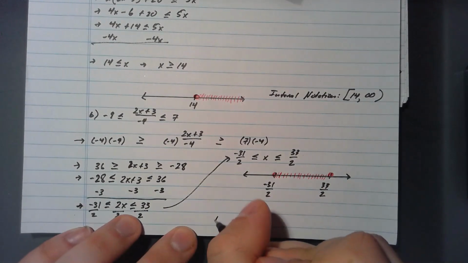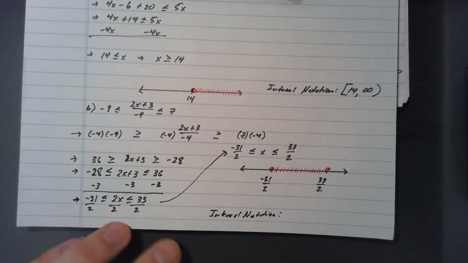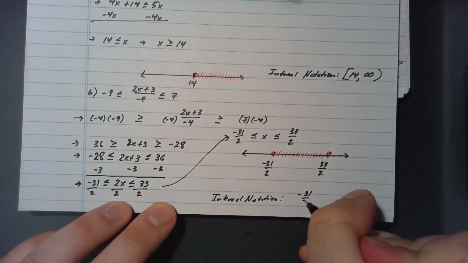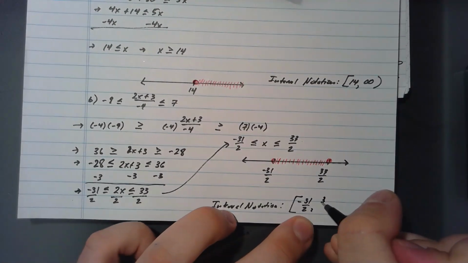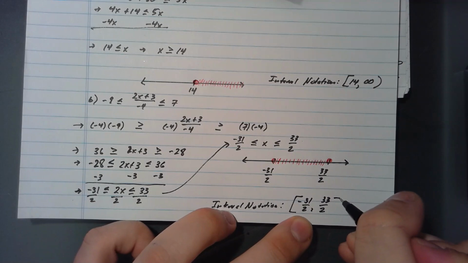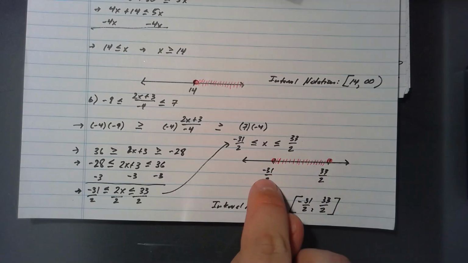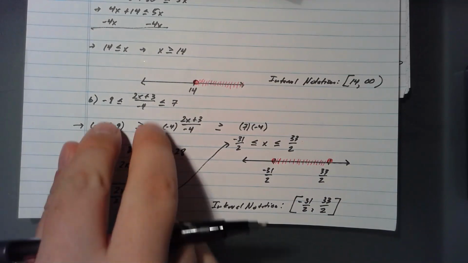So the interval notation is going to be what? The smallest value is negative 31/2, and that's included, so it gets a bracket, comma, 33/2, and that's included, so it also gets a bracket. So those are my solutions, or that's the interval. My solutions are all the values in here, including these two endpoints. Okay. Letter C.